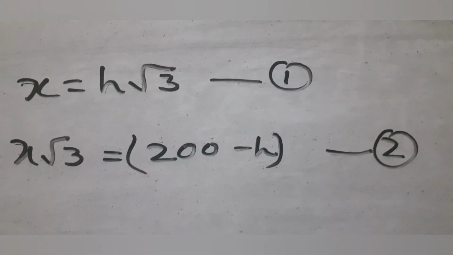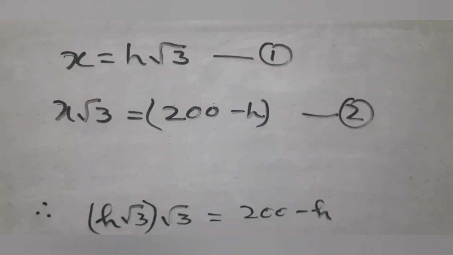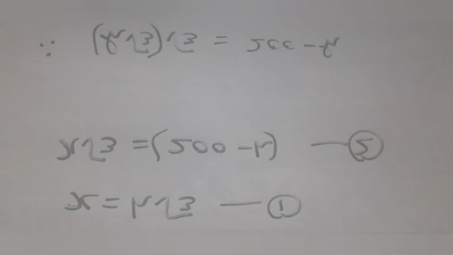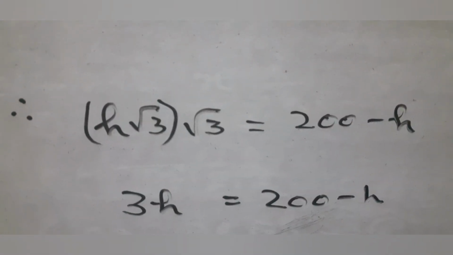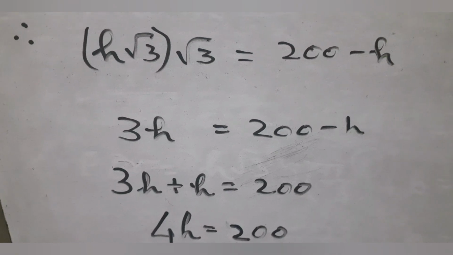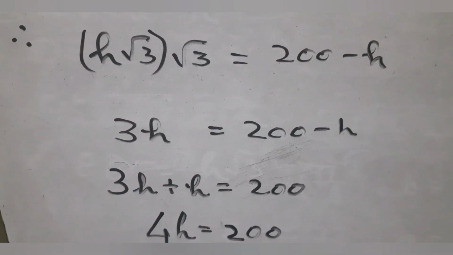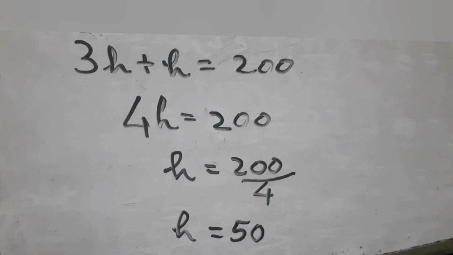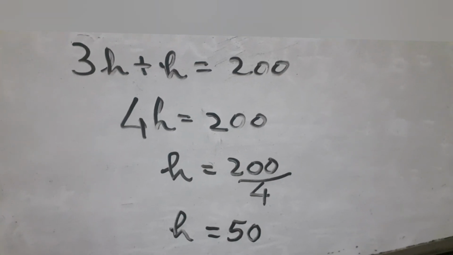Eliminate x by using 1 in 2. So h root 3 times root 3 equal to 200 minus h, or 3h equal to 200 minus h. Rearrange to solve for h. So h equal to 50 meters.